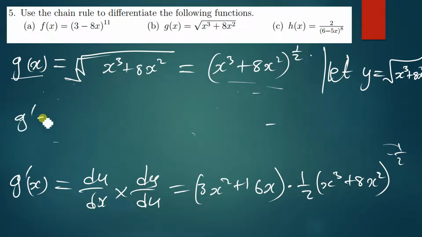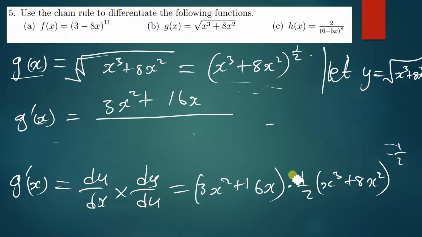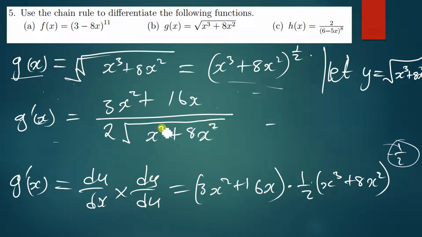So our g prime of x is therefore going to be equal to this, we'll write it on top as the numerator, 3x squared plus 16x, then everything divided by, so this is half times that, it's just the same as writing 2 there. And since it's raised to the power half, we write the square root of x cubed plus 8x squared. This is the solution for this expression. Alright, so let's quickly move on to the next question, which is the last question on this part.